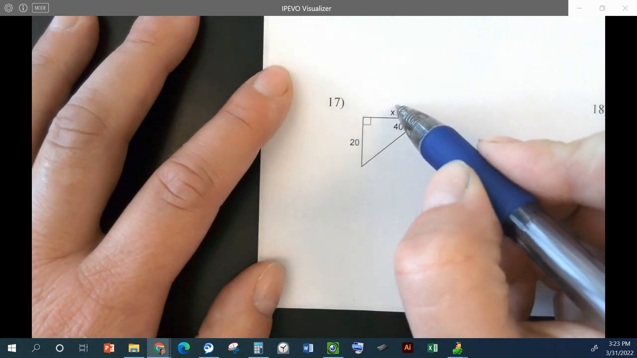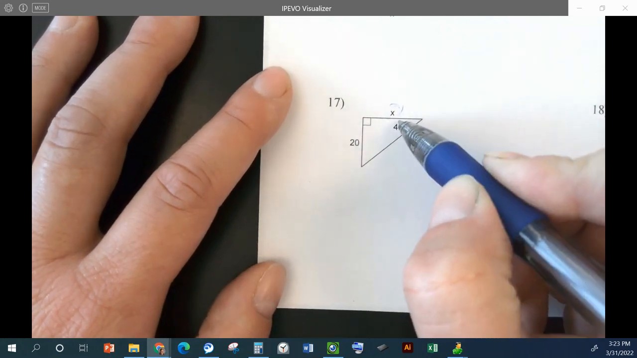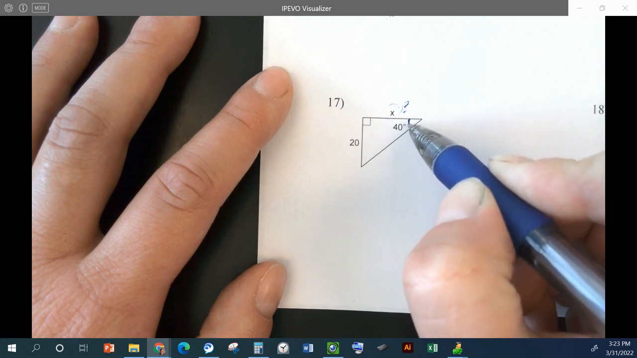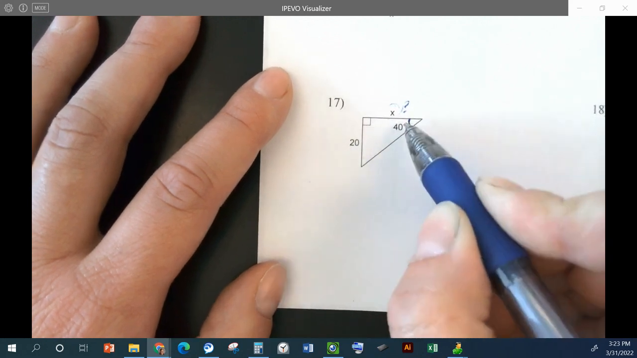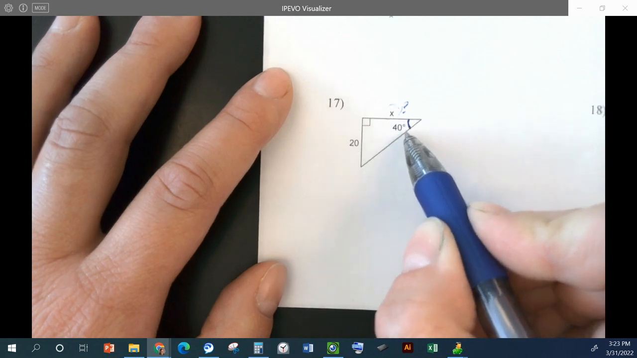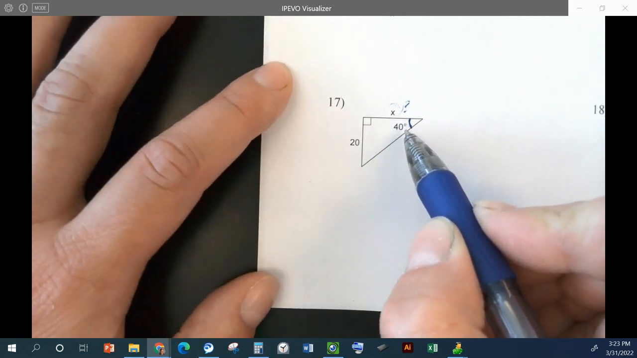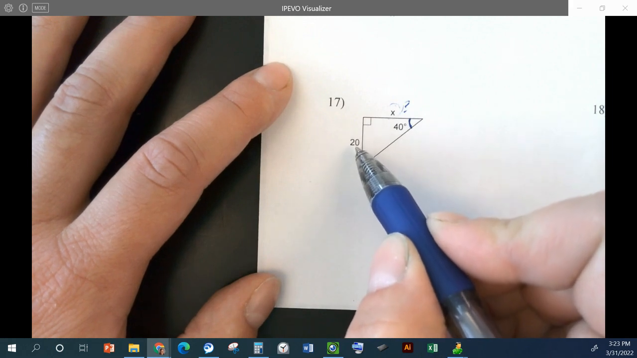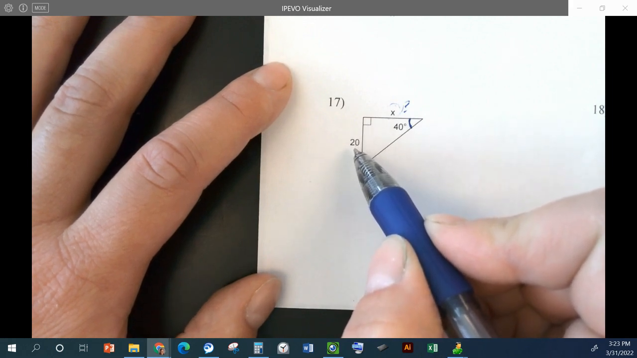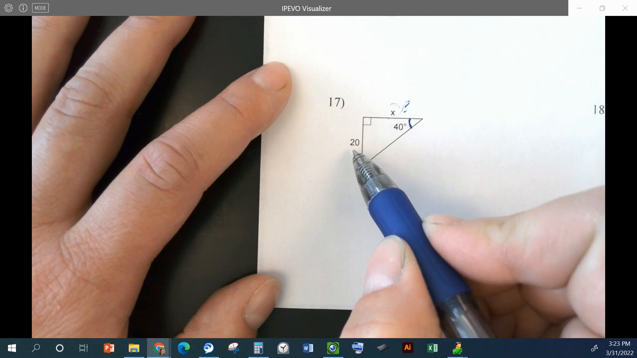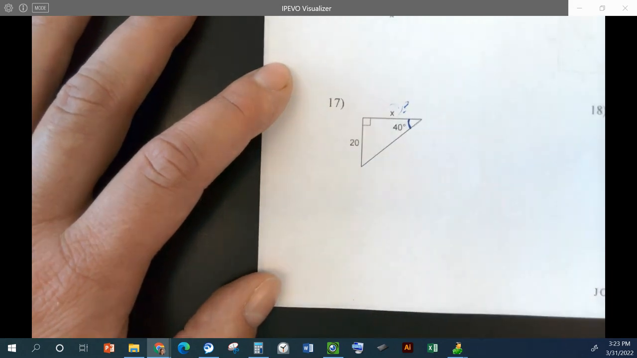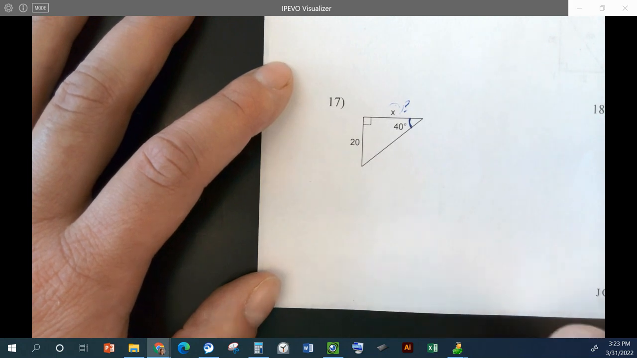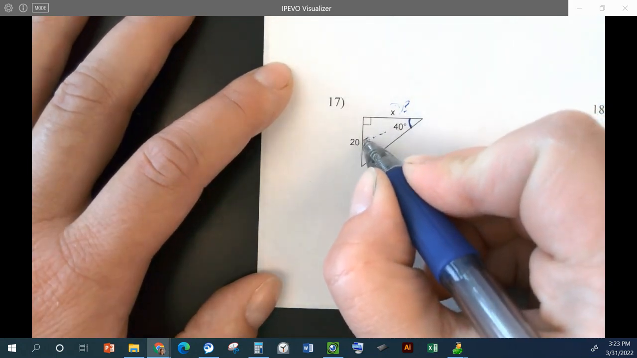All right, so we have this side, and we have this angle. We're looking for this side. We have this angle. So first, let's label our sides. What do we have over here? How is 20 related to the 40-degree angle? Will this be our hypotenuse, our adjacent, or our opposite? So adjacent is part of the angle. So it's not adjacent. Good, it's opposite.